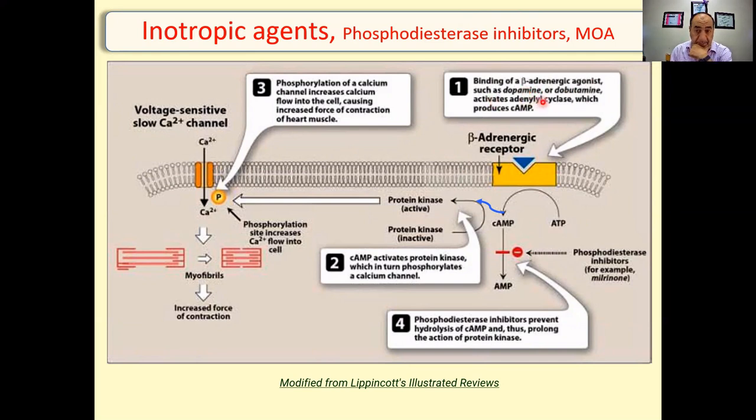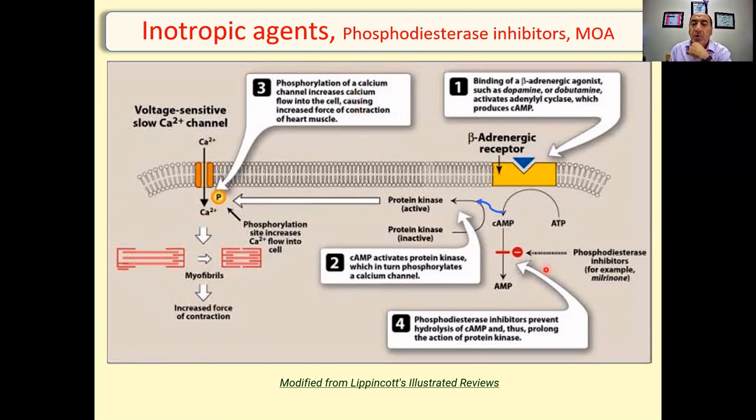They bind to the receptor, so the receptor will activate adenylate cyclase. Adenylate cyclase will convert ATP into cyclic AMP. Cyclic AMP will activate protein kinase A from the inactive form to the active form. Protein kinase A will phosphorylate calcium channels. The phosphorylated calcium channel will increase calcium flow into the cell. This will increase the force of contraction.